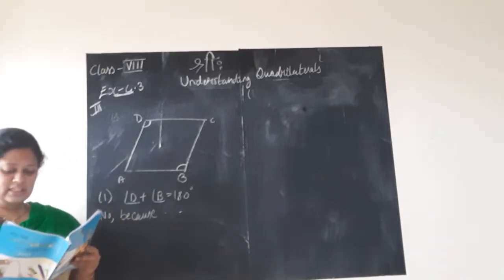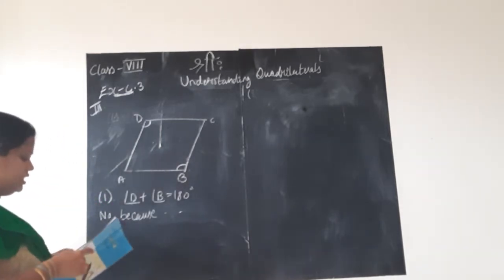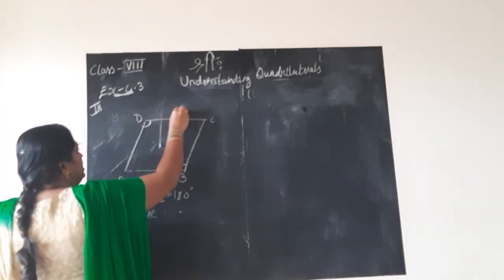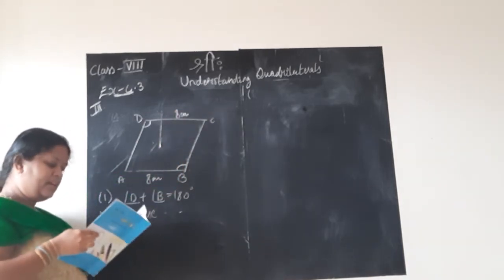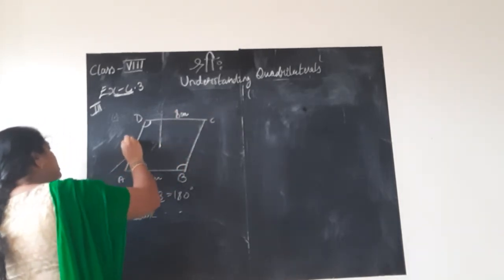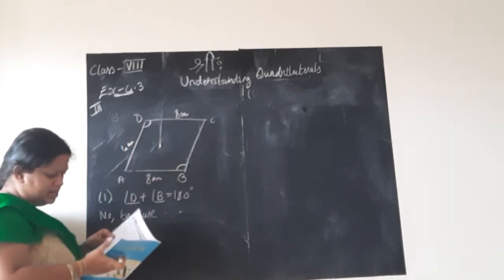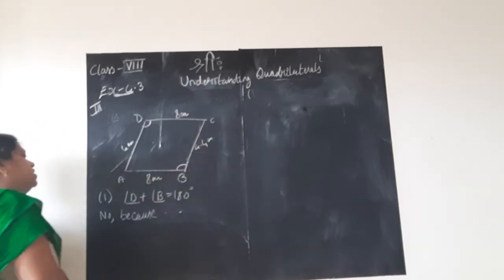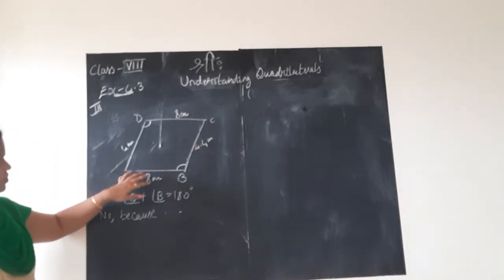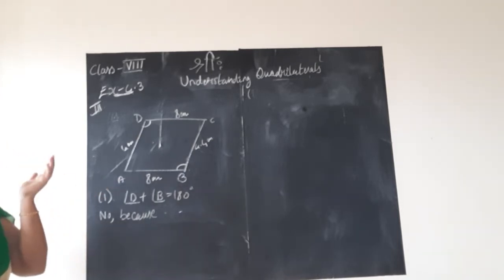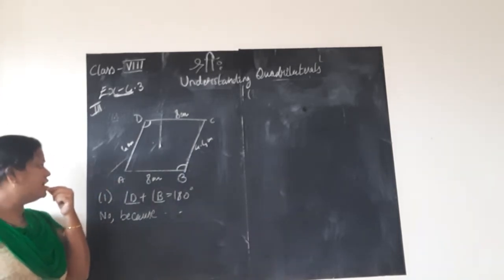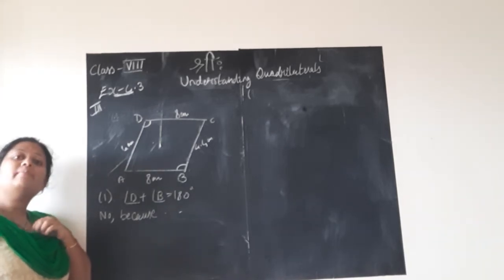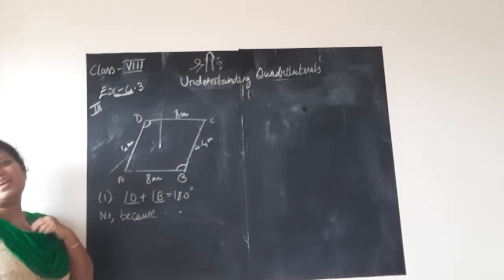Okay. Next, they are telling AB equals DC equals 8 centimeters. AB is 8 centimeters, DC is 8 centimeters, and AD is 4 centimeters. This is 4 centimeters, and BC is 4.4 centimeters. They have given all the 4 measurements of this quadrilateral. If you see, children, by this can you say this ABCD is a parallelogram? They are asking. Again, you cannot say it is a parallelogram.